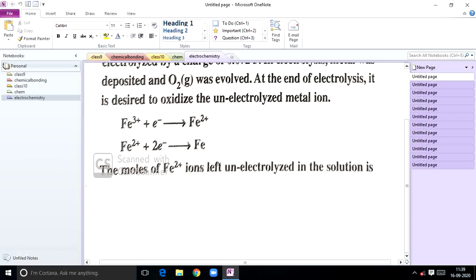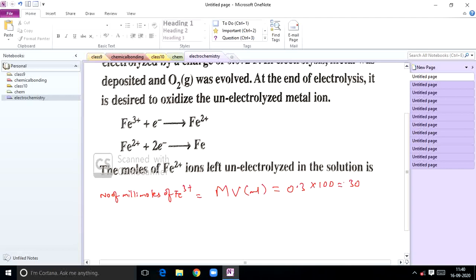So we have to calculate that, students. First of all, we have to calculate the number of millimoles of Fe3+. What is the formula? Molarity formula, we have to take in terms of millimoles: molarity into volume in ml. What is the molarity given in the question? 0.3 into volume, how much is given? 100. So the number of millimoles of Fe3+ is 30 millimoles, right?